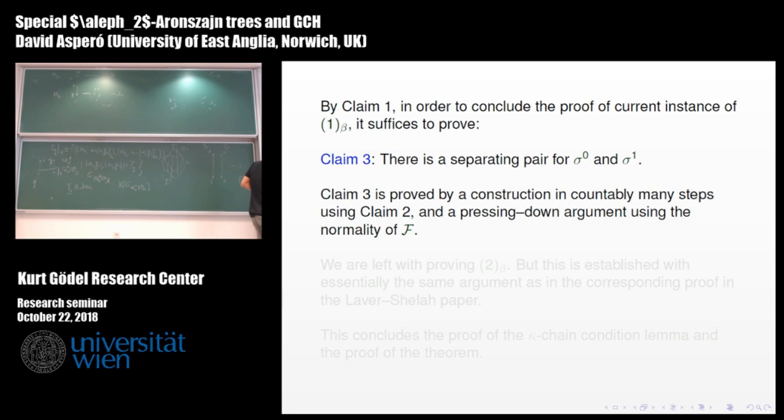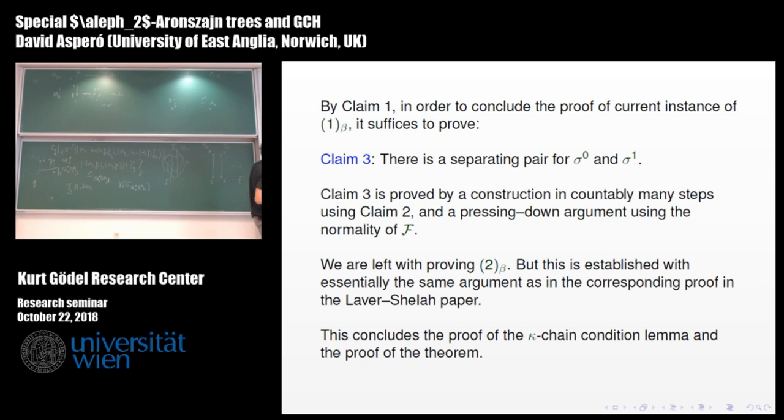What else? So that's it. Then you would still be left with proving 2 beta, the second conclusion, but that is essentially the same argument as in the original Leber-Schellack proof. So there's nothing really new there, so I'm not going to say anything. And that would conclude the proof of the Kappa chain condition.